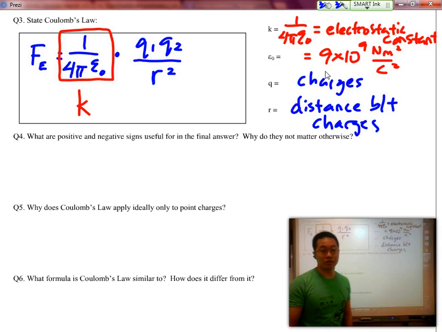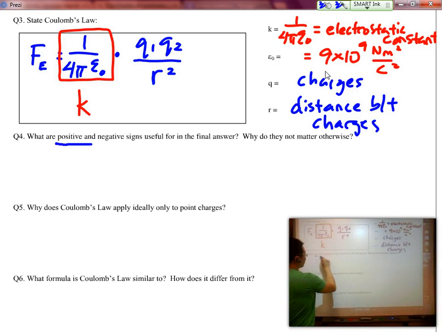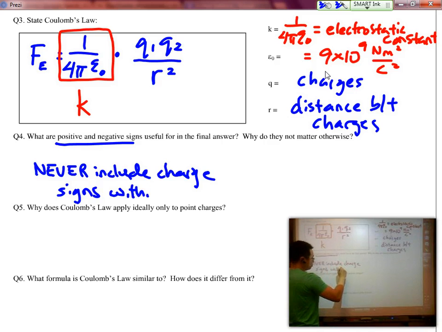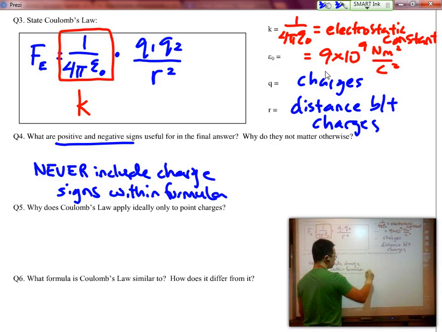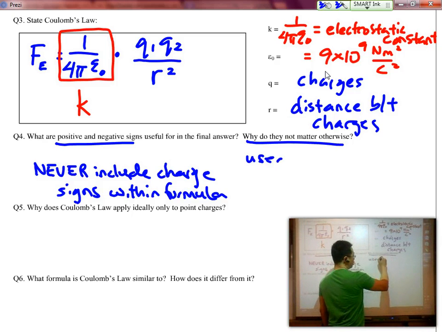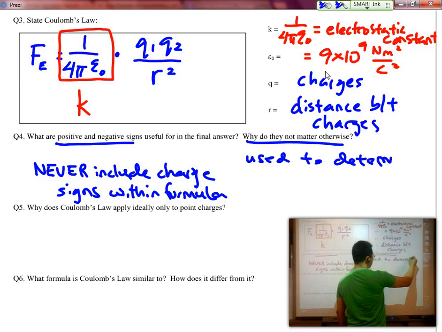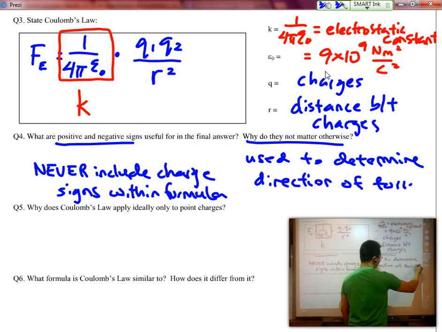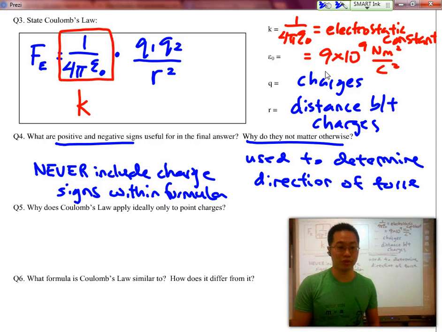It's extremely important to note, okay, that in terms of the positive and negative signs, we never include the charge signs within the formula itself. The only thing that charge signs are going to be used for are to determine the direction of the force based on whether it is attracting or repelling. And we'll do some examples with that.